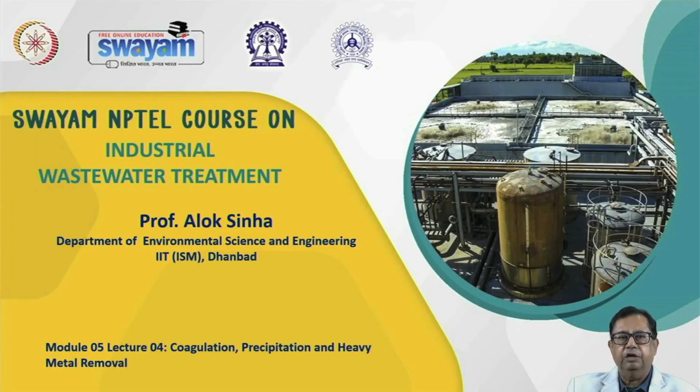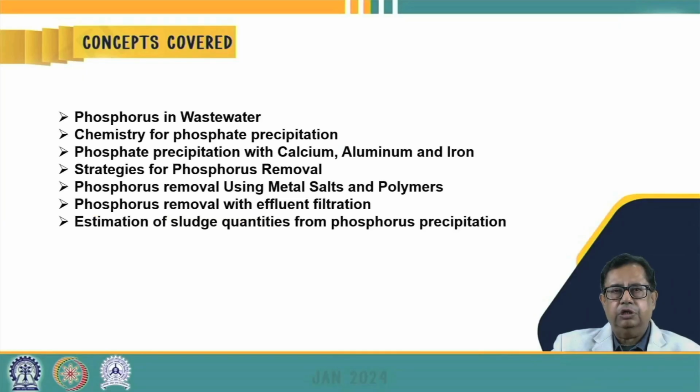Welcome back. We are in module 5, lecture 4, and we are talking about coagulation, precipitation, and heavy metal removal. The concepts covered in this lecture will be on the chemical precipitation of the phosphorus in the wastewater. We will be covering the phosphorus present in the wastewater, in what forms the phosphorus is present in the wastewater. Similarly, we will talk about the chemistry for the phosphate precipitation, and the phosphate precipitation with calcium, aluminum, and iron.